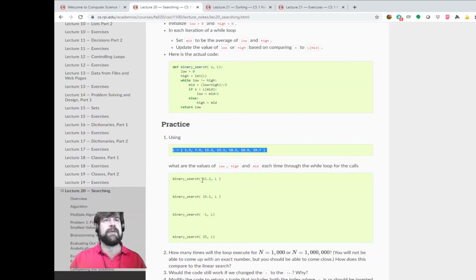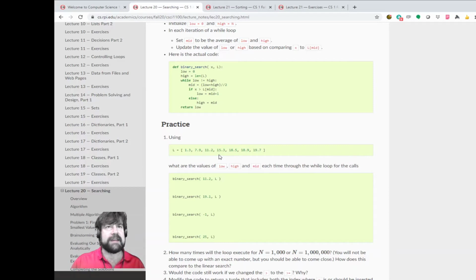So if you go through here, the first time through the loop, this has 0, 1, 2, 3, 4, 5, 6. So this has 7 items in it. So the first time through the loop, we would be checking against 15.3. 15.3 is too much, it's bigger than 11.2. So we will bring high down to 0.2, 0, 1, 2, 3.